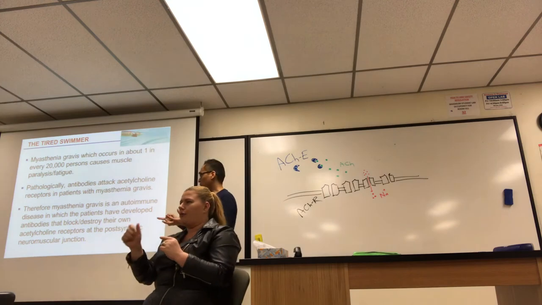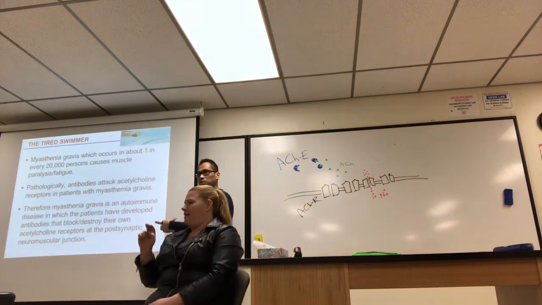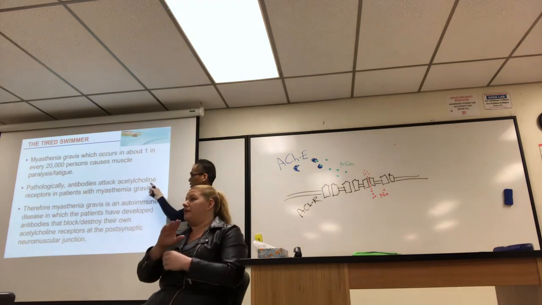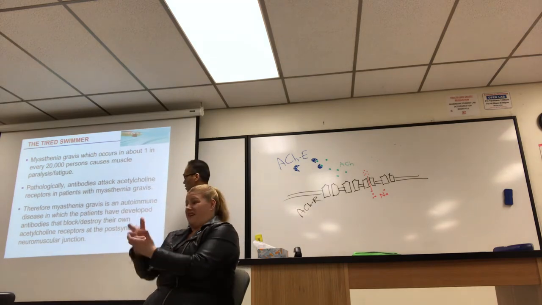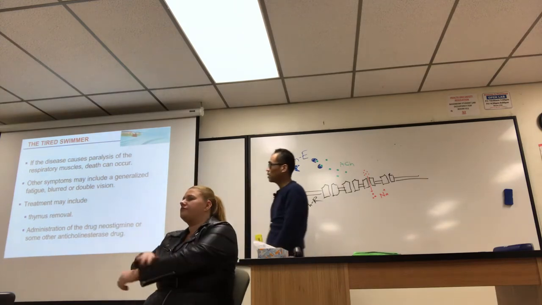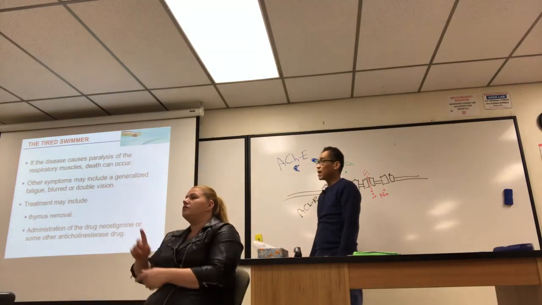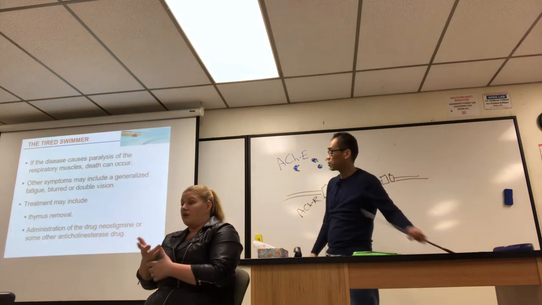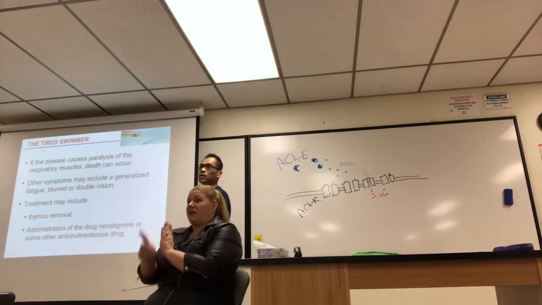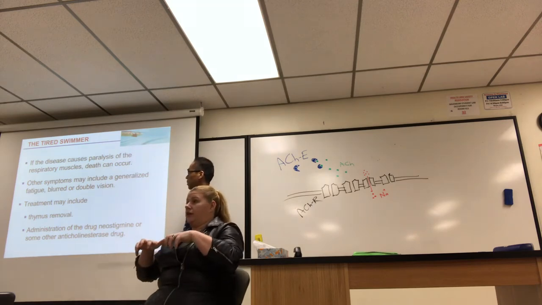So basically the antibodies are reacting to some tumor somewhere else in the body. Turns out those antibodies happen to fit proteins on ACHR, causing the autoimmune problem. All right, so the disease causes paralysis of the respiratory muscles, and death can occur. So it's a very large concern. You know, the diaphragm, the breathing muscles. If those are paralyzed, you can't breathe, and you can pass away, you can die.